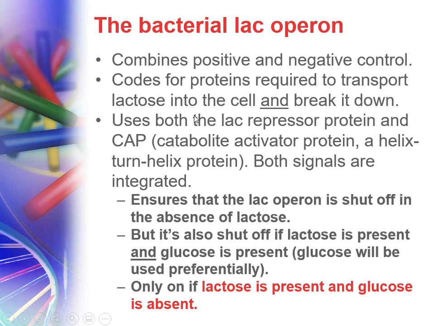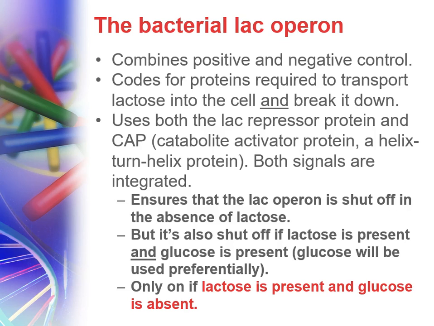Using the bacterial lac operon as an example, it's a good example because it combines both positive and negative control. If a cell is given lactose, lactose is a disaccharide, and you need an enzyme to hydrolyze the glycosidic bond between the two monosaccharides of that disaccharide. And you need to be able to bring the lactose into the cell. So both the Lac Repressor Protein and CAP, which is the catabolite activator protein, a helix-turn-helix protein, are involved in regulating whether the Lac operon is on or not.